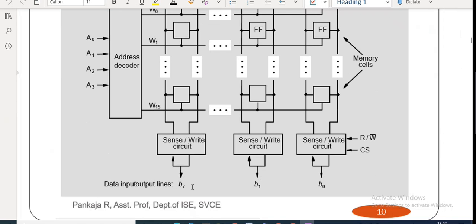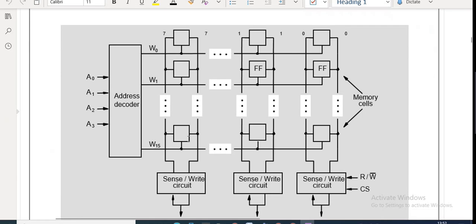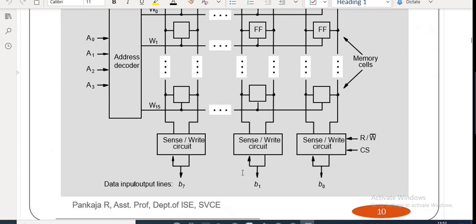How many bits are in the output line? It is 8 bits, which is nothing but 1 byte. It is going to read 1 byte of information at a time. In case your row contains more than 8 bits, what will it do? Here it is capable of reading only 8 bits, and I don't want to change the number of data lines. For that we have a different technique. I'll explain that later.